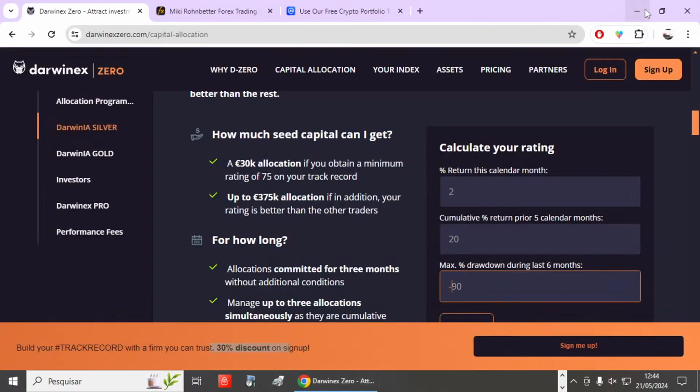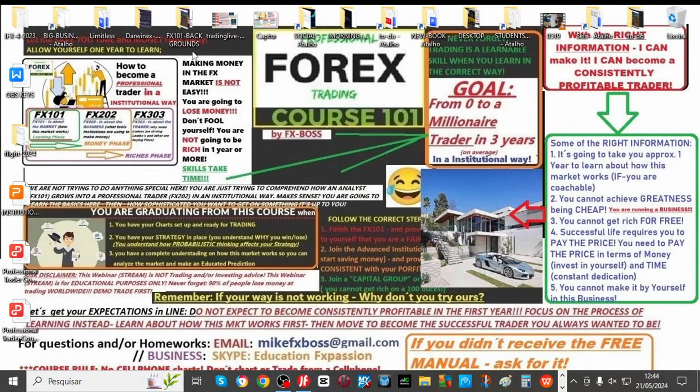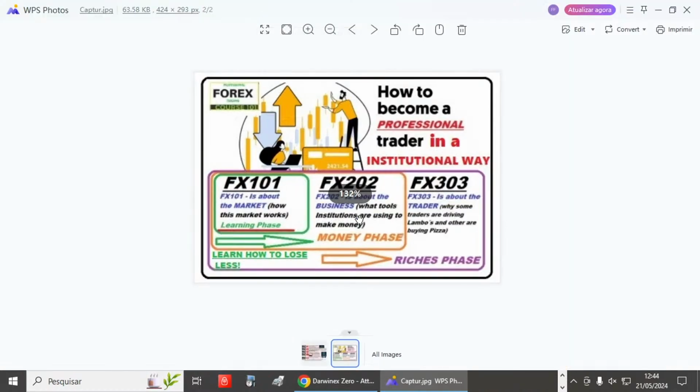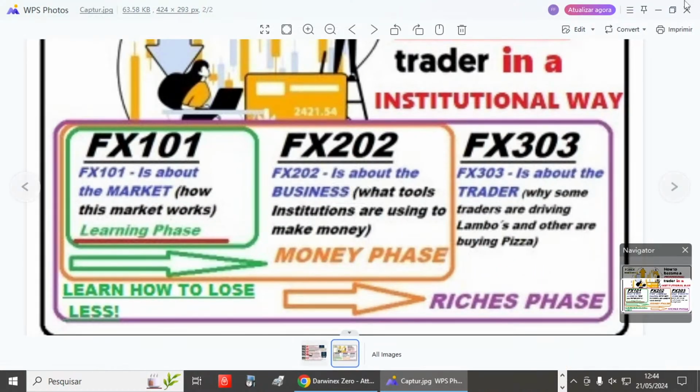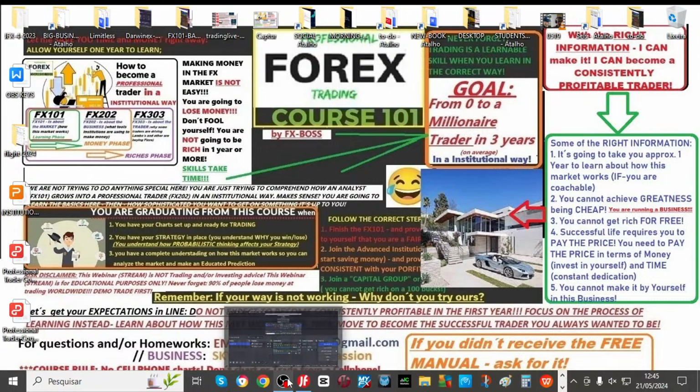And remember, everybody, you have 2 weeks. If you are planning to come to the Advanced Institutional Trader course, the money phase, you have 2 weeks to build your 1, 2, 3. So let's get to work.